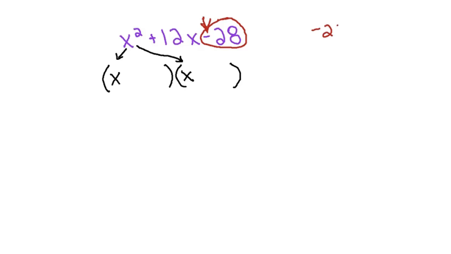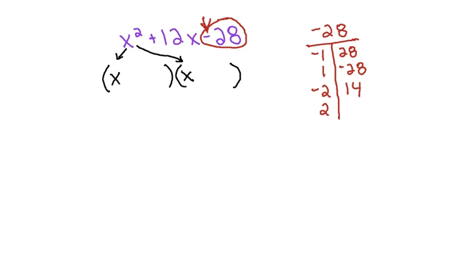So negative 28. And we need to come up with numbers that when they multiply together, they end up with negative 28. So we have a negative 1 and 28 will be negative 28. A positive 1 and a negative 28 will be negative 28. A negative 2 and a positive 14 will be negative 28. And a positive 2 and a negative 14 will be negative 28.